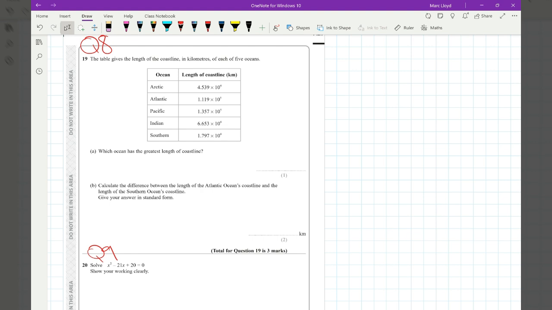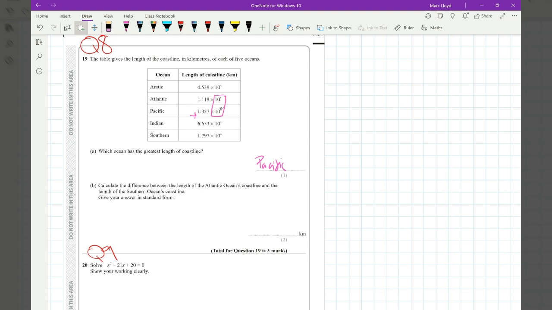The table gives the length of the coastline in kilometres of each of 5 oceans. Which ocean has the greatest length of coastline? So these two have got the biggest powers of 5. So we'll say the Pacific, because once we've narrowed it down to 2, that's the biggest number. Okay, calculate the difference between the length of the Atlantic Ocean's coastline and the length of the Southern Ocean.